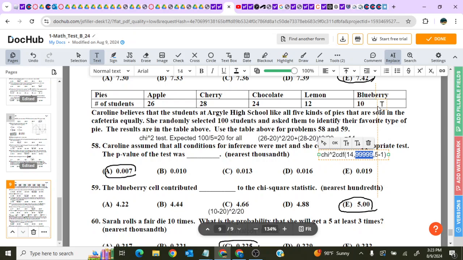How much did the blueberry cell contribute? Well, blueberry was 10, so 10 minus 20 squared over 20 is 5.